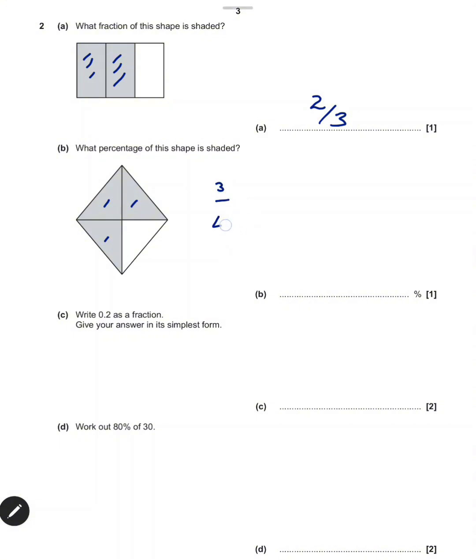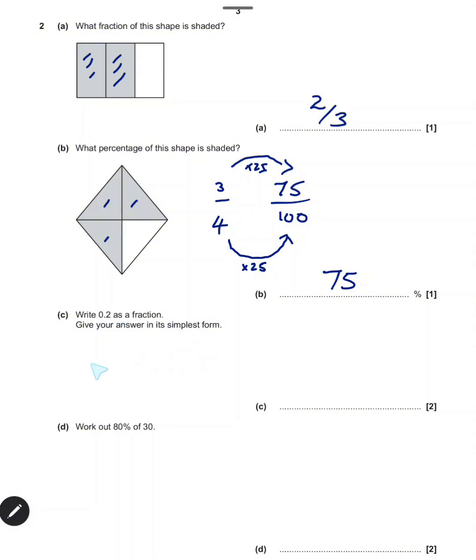Well, we've got 3/4 shaded. If you want to turn this into a percentage, this is a non-calculator paper. Ideally, we want something out of 100. So 4 times something is 100. 4 times 25 is 100. So we'll do the same to the top. 3 times 25 is 75. 75 out of 100 is 75%. Some people just know that 3/4 is 75%.